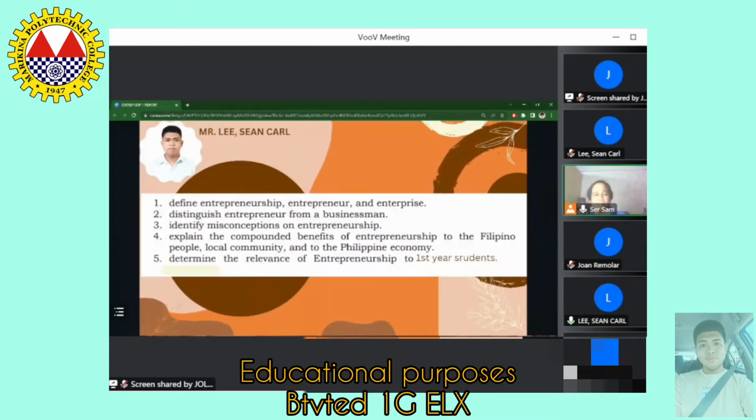So these are the objectives of the PowerPoint and the discussion for today. Number one, define entrepreneurship, entrepreneur, and enterprise. Number two, distinguish entrepreneur from a businessman. Number three, identify misconceptions on entrepreneurship. Number four, explain the compounded benefits of entrepreneurship to the Filipino people, local community, and to the Philippine economy. Number five, determine the relevance of entrepreneurship to first-year students. Next.